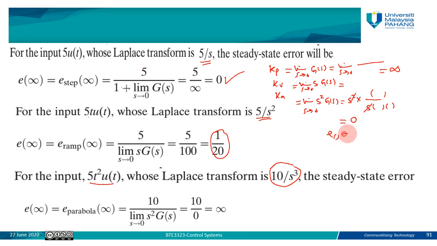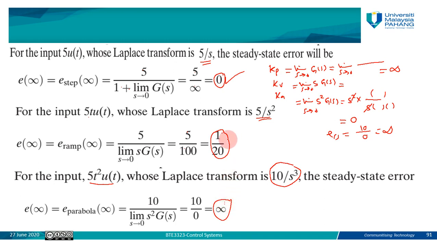So ESS will give you 10 over 0, which equals infinity. This is how to find the steady state error for the parabola input, which also gives you an infinity value. So you can see here, for the first input we have 0 error, for the second input we have 1 over 20, and for the third input we have infinity. That means for the third input, the first order system has a very high steady state error.